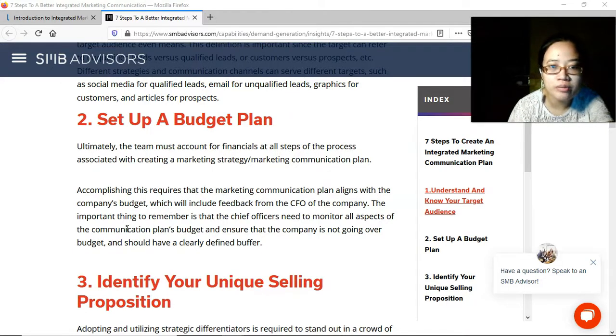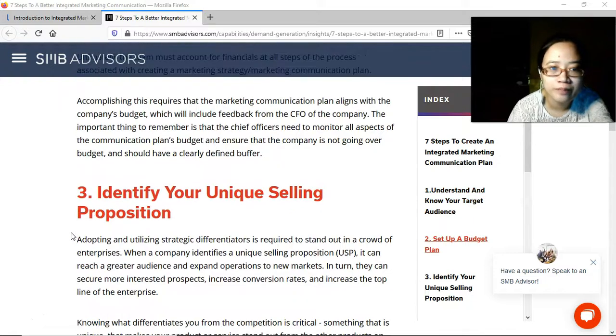The important thing to remember is that the chief officers need to monitor all aspects of the communication plan's budget and ensure that the company is not going over budget and should have a clearly defined buffer ng extra money.